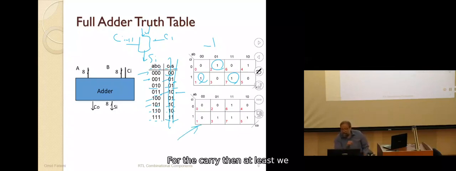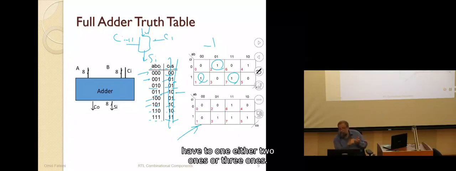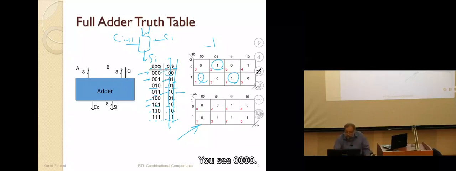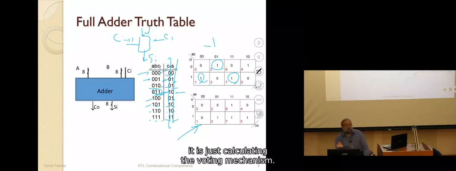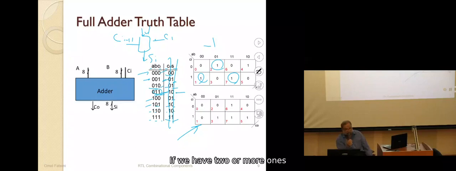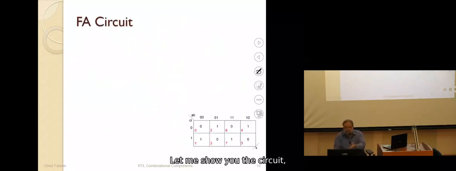But for the carry, when at least we have 2 ones, either 2 ones or 3 ones, then we have carry. If we have only one 1, or we don't have any 1, then it is 0. You see? 0, 0, 0, 0. But here 1, because we had 2 ones. So it is just calculating the voting mechanism. If we have 2 or more ones, we can use AND for that. It's very simple. Let me show you the circuit.